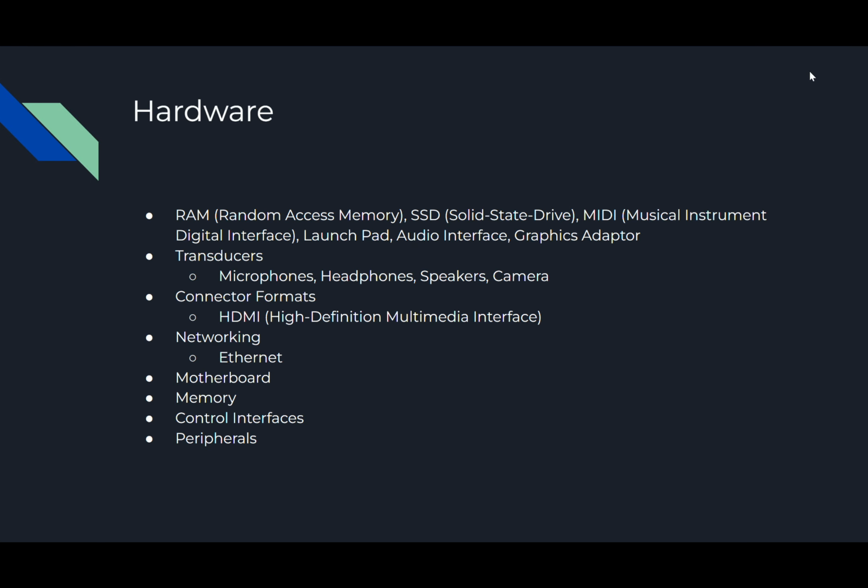So first off, hardware is basically the physical components of a computer, such as random access memory, solid state drive, musical instrument digital interface, launch pads, audio interface, and graphics adapters. There are even transducers, which help like microphones, headphones, speakers, cameras, even things like mouse and keyboard that help it work.